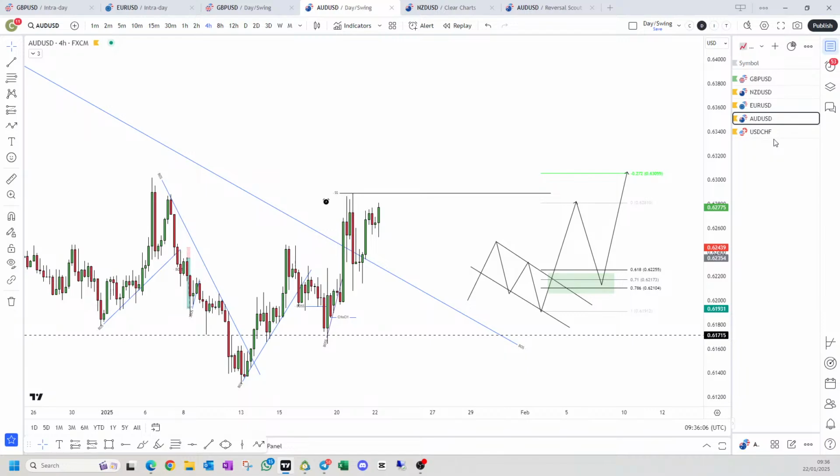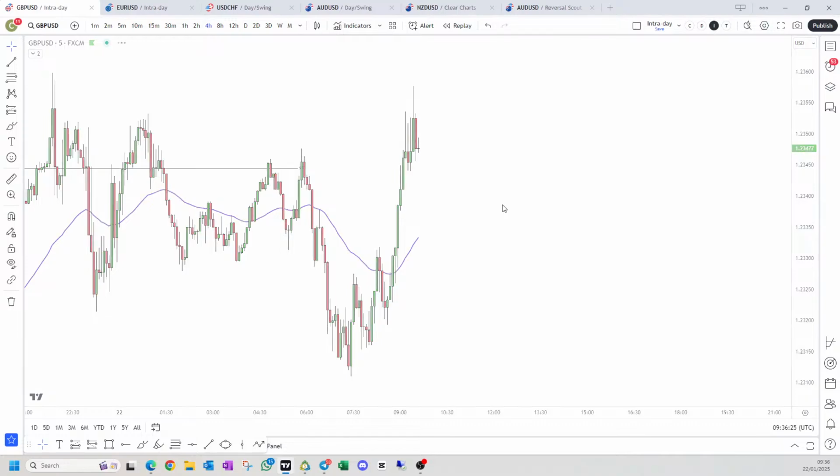And then U-Swiss is what we're already waiting on. So pairs of interest to me right now is U-Swiss and AU and NU, which are both telling the same story. So that's my higher time frame perspective. What I'll do now is check what's happening on the intraday.